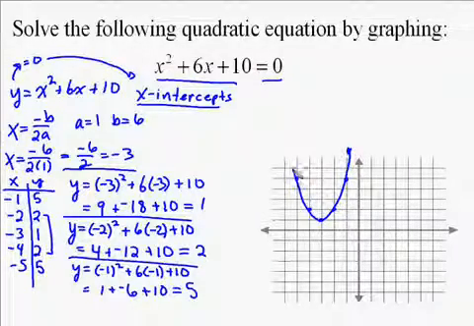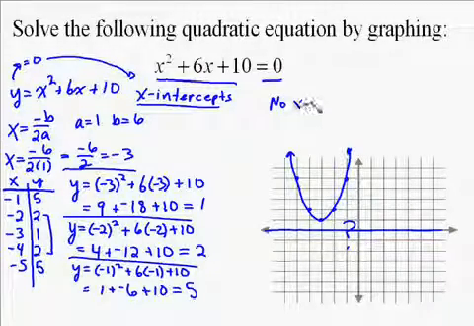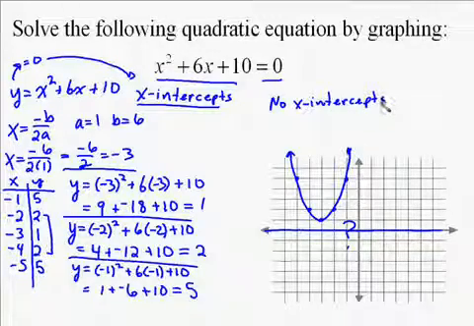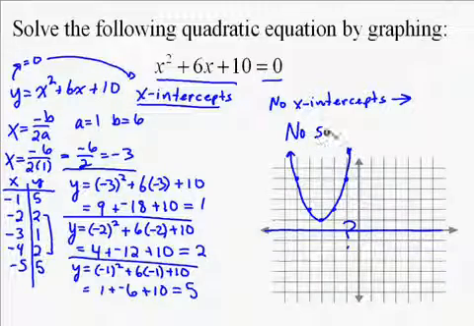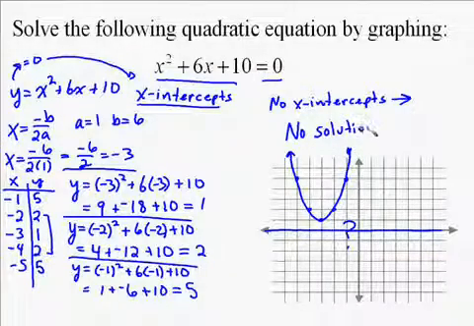Well, an x-intercept is where this graph intersects the x-axis. Well, the answer is nowhere. It doesn't intersect that x-axis anywhere. So that means you have no x-intercepts, which means you have no solution. There is no value for x that will make that equation true. You can't find anything for x that will make it work out. There's no values at all to get 0, and so the answer is no solution.